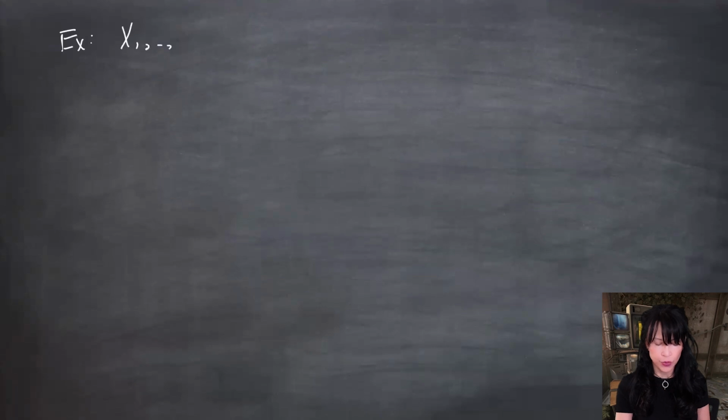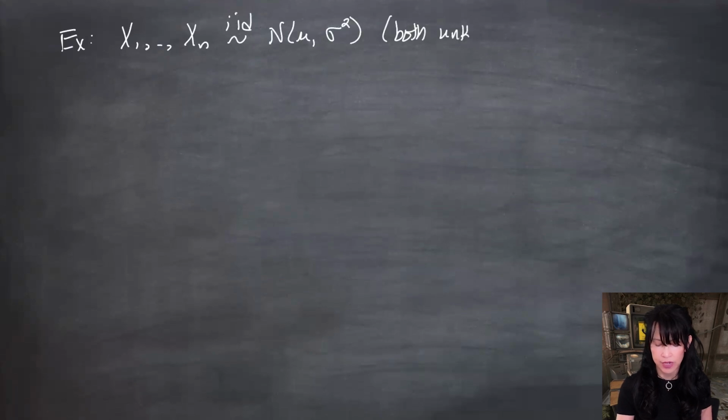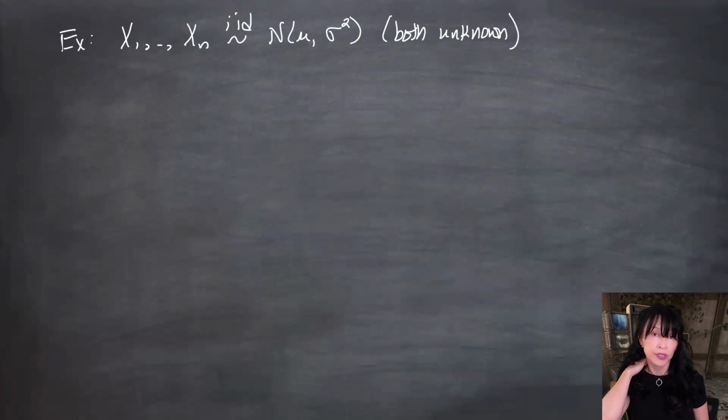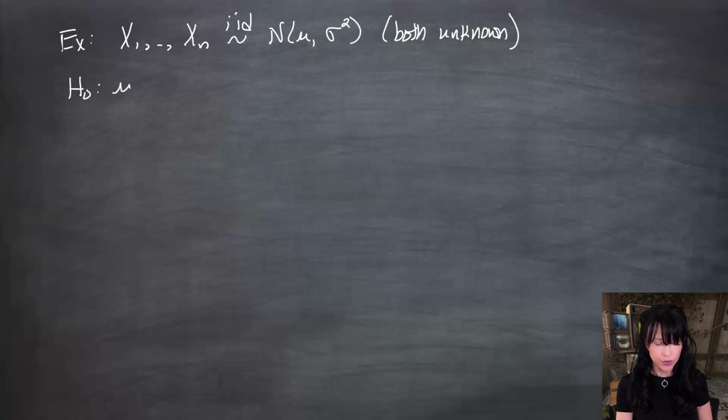Let's consider x1 through xn, IID, normal, mu, sigma squared, where these parameters are both unknown. Now, this isn't a place where I would probably use Wilks' theorem because for the normal distribution, we can usually solve these problems exactly. But you'll see even for this case that it is really a mess. So it's just an example. But suppose I want to test that mu is mu naught versus mu does not equal mu naught.